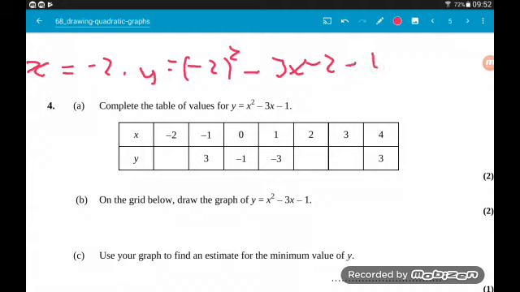So minus 2 squared is positive 4. Then we've got minus 3 times minus 2. Minus times a minus is a positive. So that's plus 6. And then minus 1. So 4 plus 6 is 10. Minus 1 gives us 9. So that's our first missing value. So the next guy is when x is positive 2. Let's get rid of this.